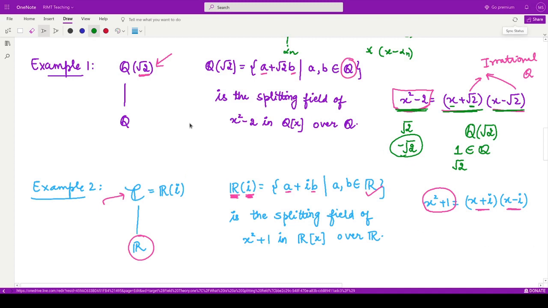So we have this example where we were seeing x square minus 2 as a polynomial whose splitting field is the field of rational numbers where square root 2 has been adjoined to it, right? So this was the first example. The second example was, yes?